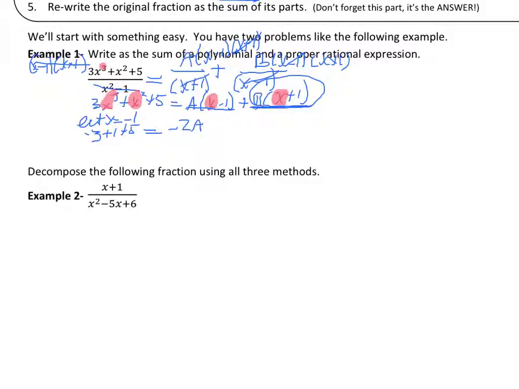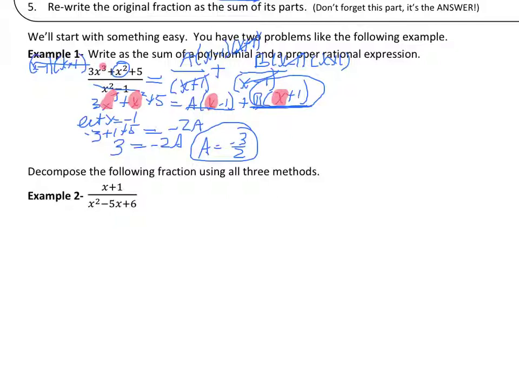6 minus 3 is... Why is it plus 1? Because -1 times -1 is... Oh, it's x squared. Yeah, it's x squared. Look up here. So over here I get 3, and here I get -2a. So if I divide that out now, I get a is -3/2. Okay?